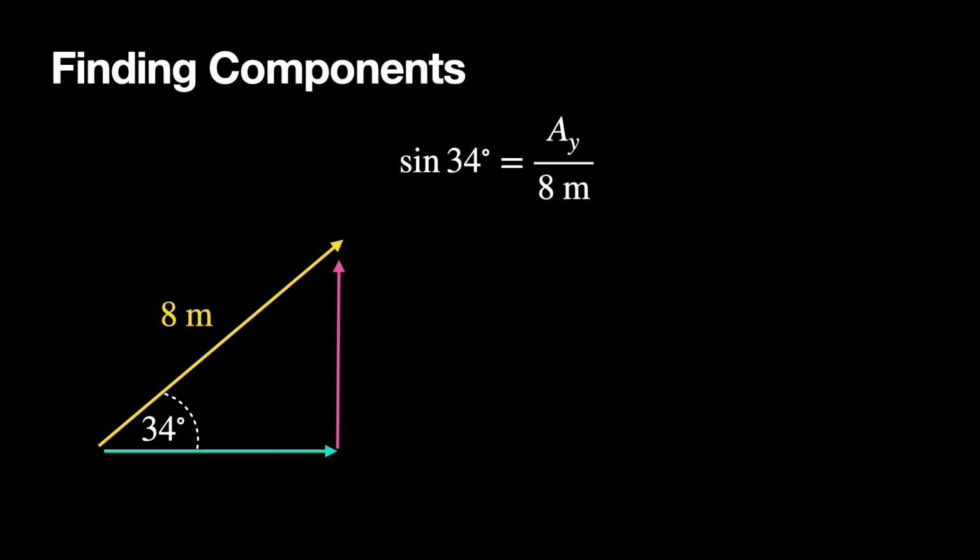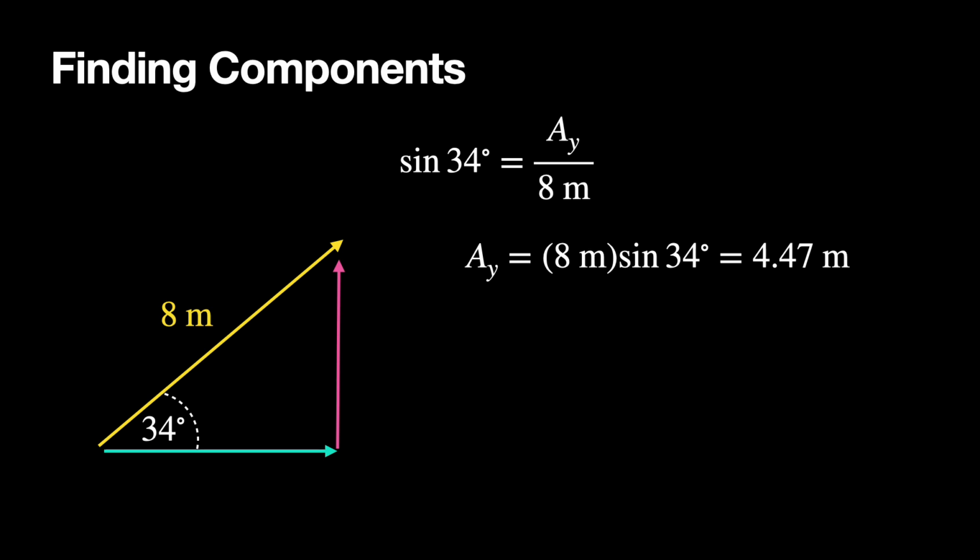I can solve this for ay by multiplying both sides by 8, and I get ay is 8 meters times the sine of 34 degrees. Make sure your calculator's in degrees mode, and I get 4.47 meters. Now that's my ay value.